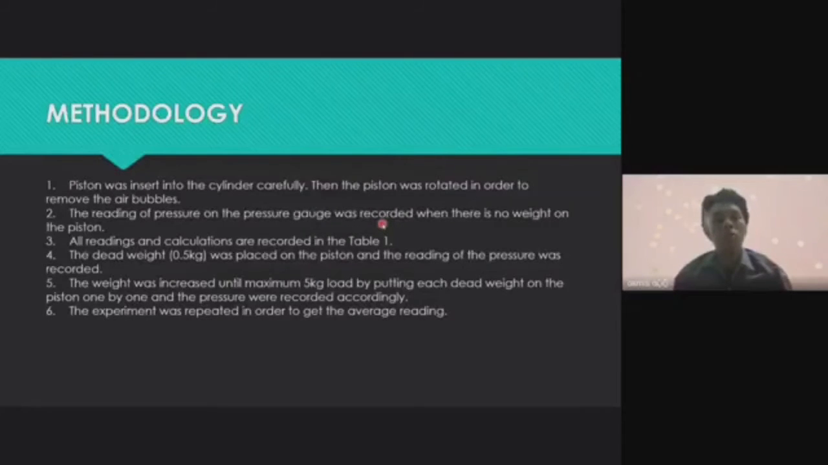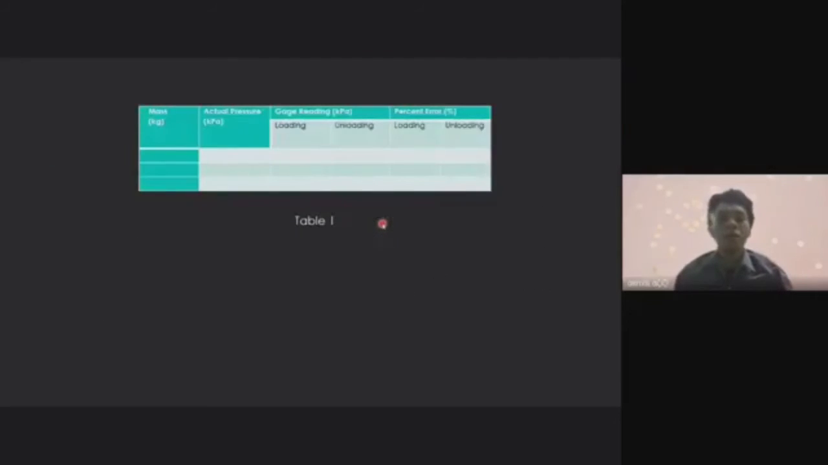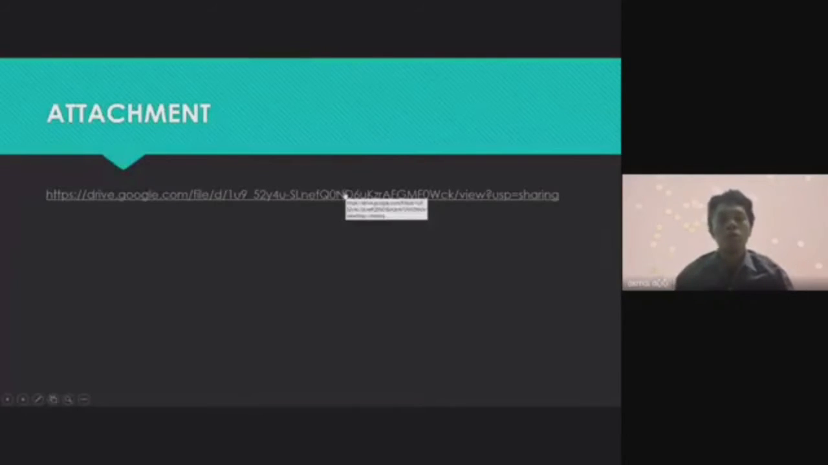The dead weight, 0.5 kg, was placed on the piston and the reading of the pressure was recorded. The weight was increased until a maximum 5 kg load by putting each dead weight on the piston one by one, and the pressures were recorded accordingly. The experiment was repeated in order to get the average reading. Here is how we construct Table 1, and this is our revised proposal.